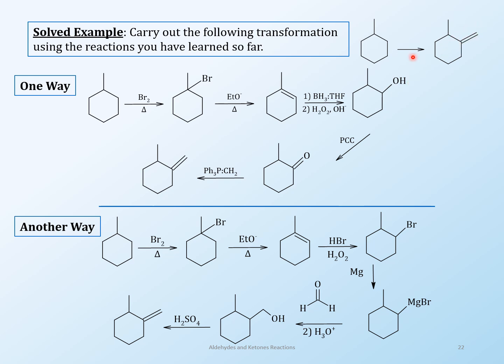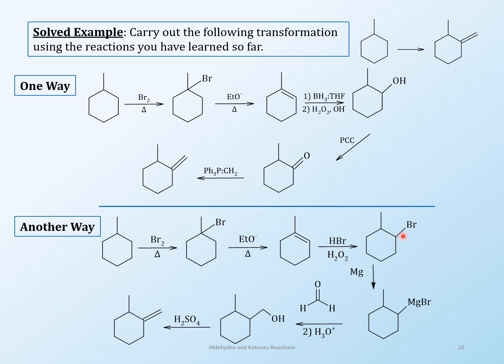We need to add an alcohol because we need to have a keto group over here for Wittig. So hydroboration will give us the anti-Markovnikov addition on this alkene. So we get the alcohol, oxidize that alcohol to give the ketone, and then do the Wittig to get our double bond. Pretty straightforward reaction.